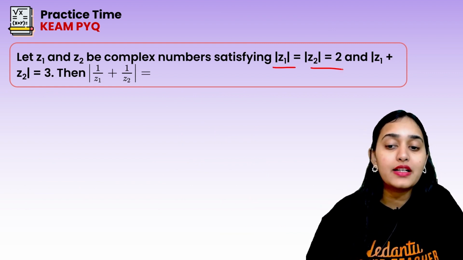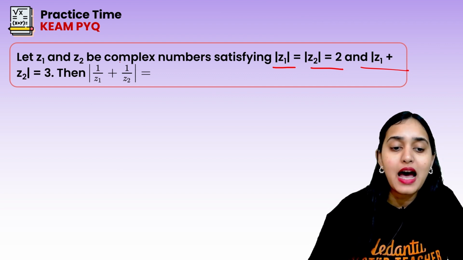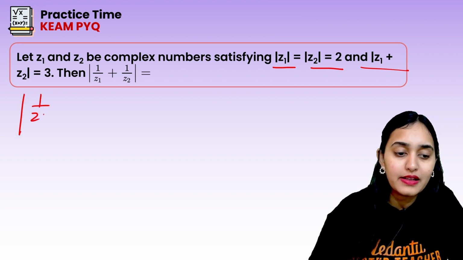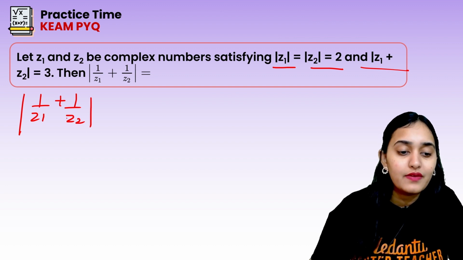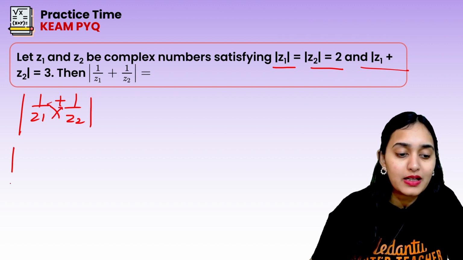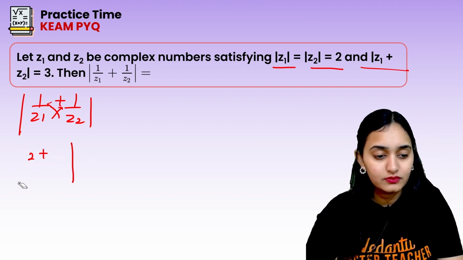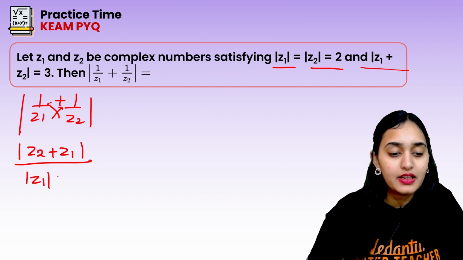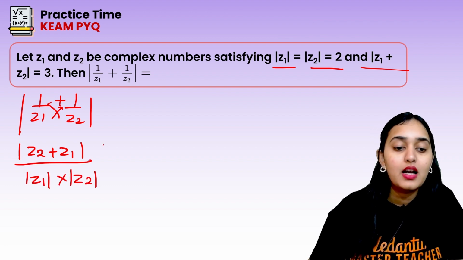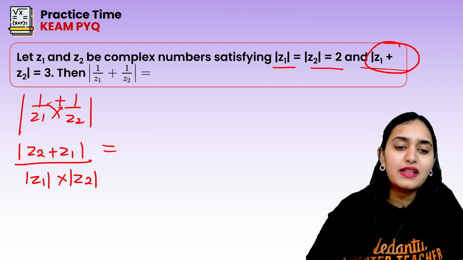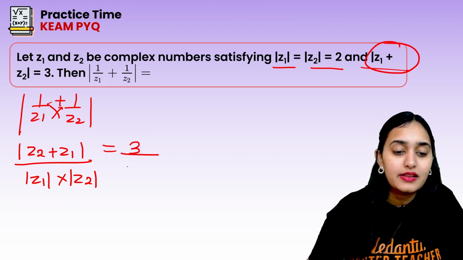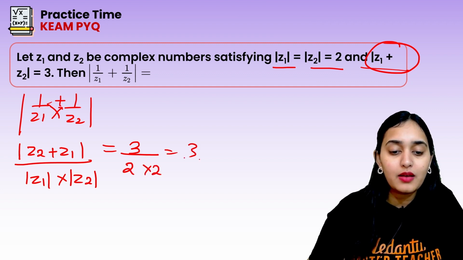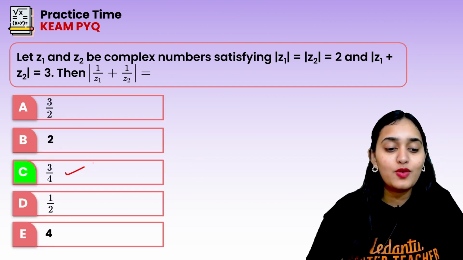Mod of z1, mod of z2 given, mod of z1 plus z2 given. Asked is this. Very simple. Mod of 1 upon z1 plus 1 upon z2 will be, just take LCM and cross multiply. Mod of z2 plus z1 upon mod of z1 into mod of z2, right? Now what is z2 plus z1? z1 plus z2, z2 plus z1 same. So it is 3. z1 is 2, z2 is also 2. So it is 3 by 4. So easy. 3 by 4 is your answer.